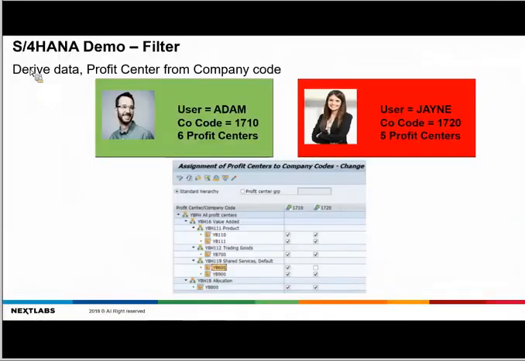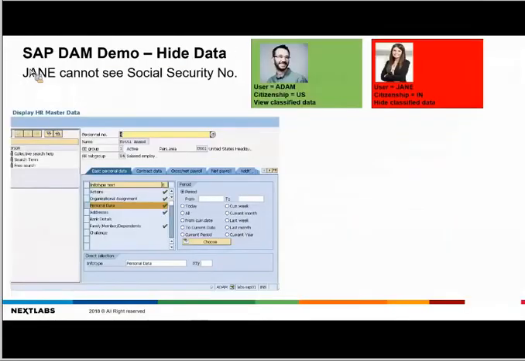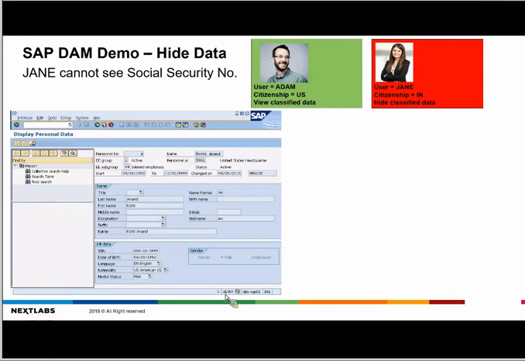And that was in Fiori because I showed you previously everything was in the SAP GUI, the traditional user interface with SAP. And then the other thing I want to show you is how you can hide data. So again, I've got users Adam and Jane. And Adam's now looking at some sensitive HR data. So he's gone to a transaction PA20.